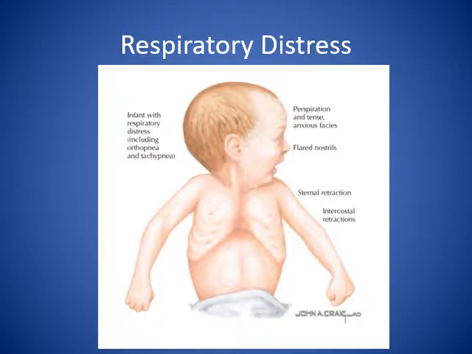This is an exaggerated picture here of a newborn, but just wanted to show you. Babies tend to be a little bit more anxious looking in the face. They'll have flared nostrils. This child is what we would typically call in the clinical setting sucking wind here. So you can see it's very exaggerated. You would see subcostal retractions around the rib cage area. Intercostal retractions are seen within the rib cage. And very marked belly breathing respirations.